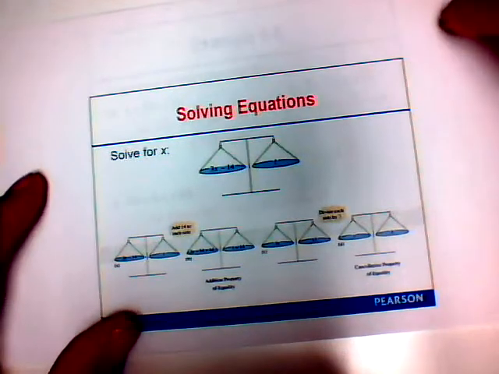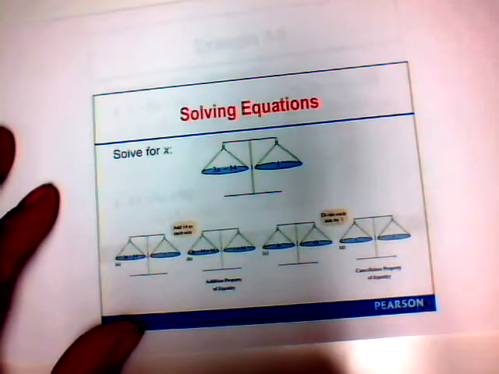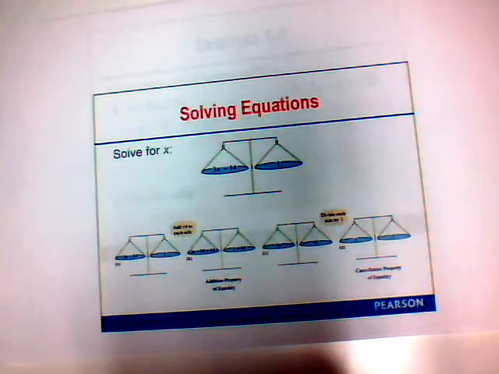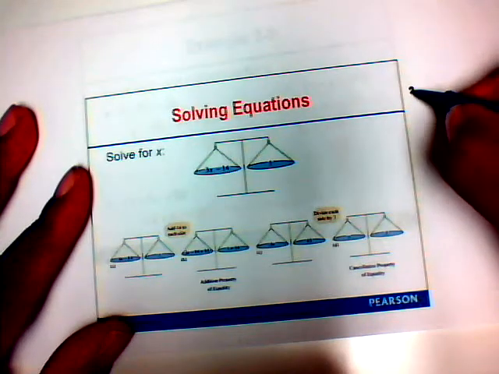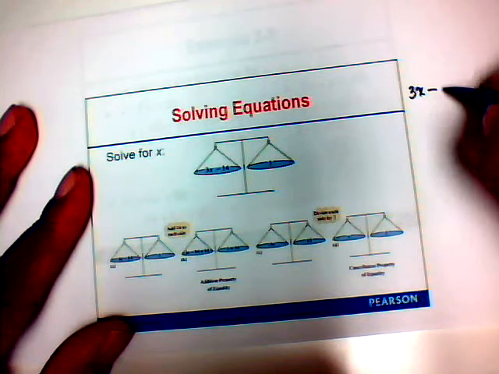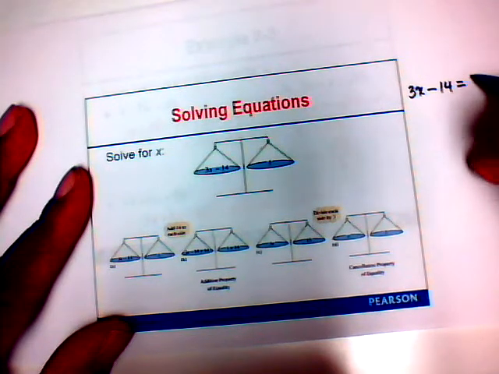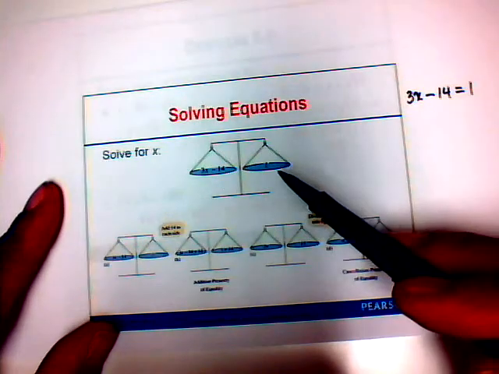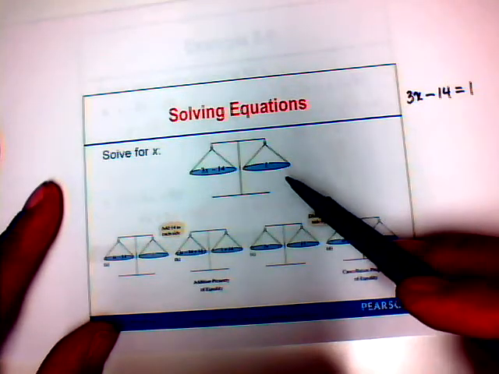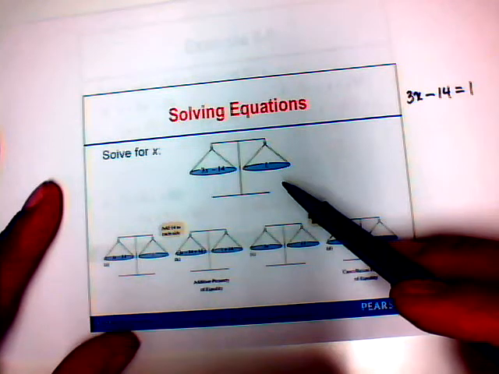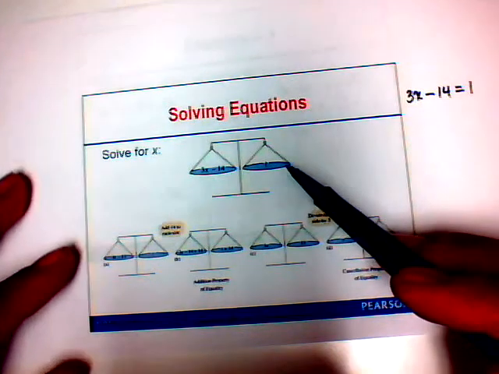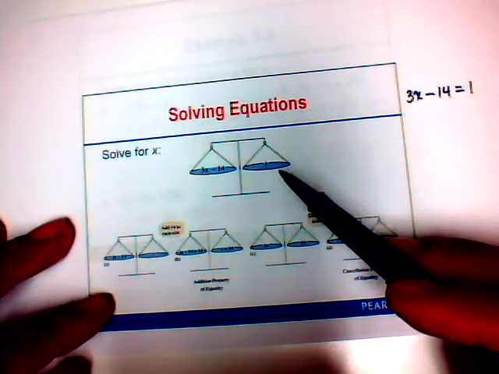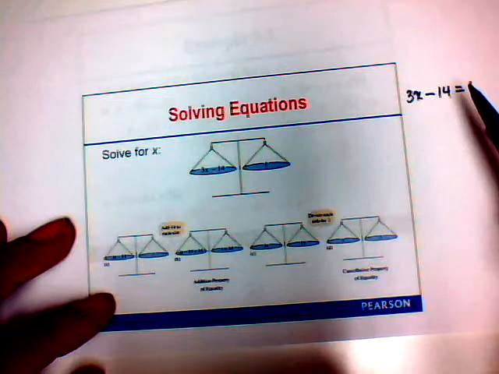Okay, now let's say we want to solve for x. Here we have an equation, 3x minus 14 is equal to 1. Now write this off to the side: 3x minus 14 is equal to 1. Now here they use the scale to illustrate this situation. What we want to do here is keep the scale balanced by finding out what x is.